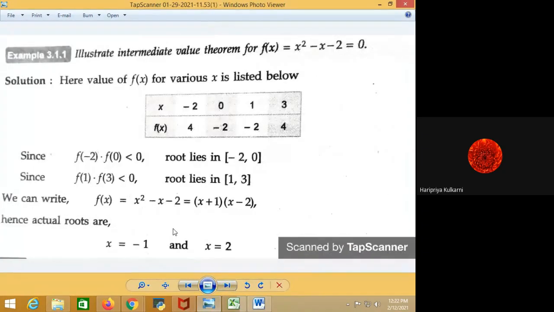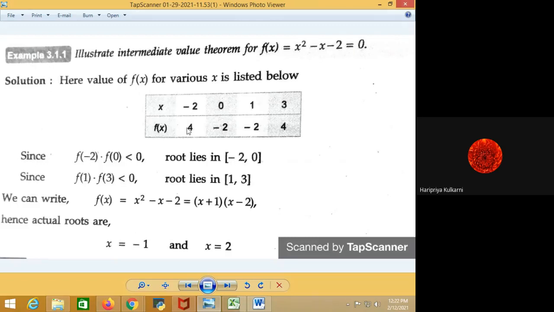Let us see one example based on this. For example, f of x is x square minus x minus 2 equal to 0. This function is given to us, and we have to find where the roots lie. Let us say x is minus 2, 0, 1 or 3. We will find f of x for these different values of x. If I put minus 2 in the equation, minus 2 square will be plus 4, 4 plus 2 minus 2.